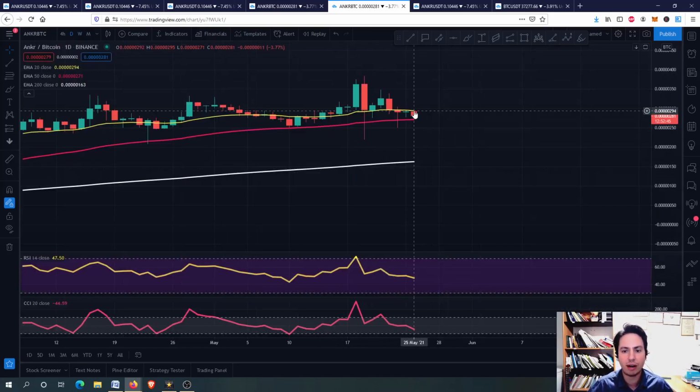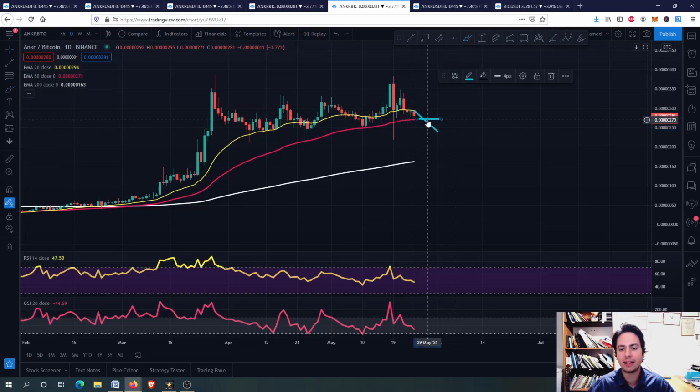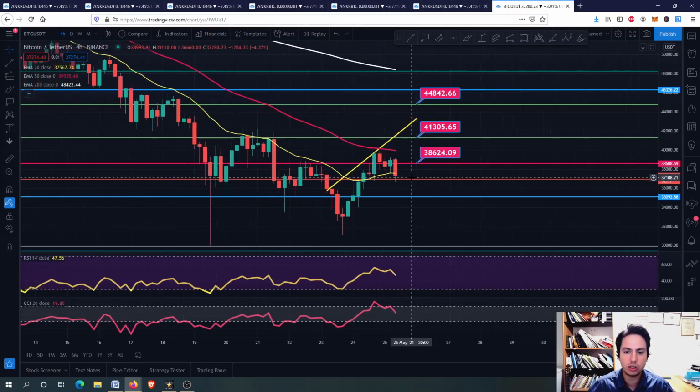We might fall down. We don't want to see this bearish cross, because as long as we see a bearish cross between the 10-day EMA and the 50-day EMA, then things won't be looking good for Ankr, and especially if Bitcoin corrects more. So we go now to Bitcoin against USDT, guys.